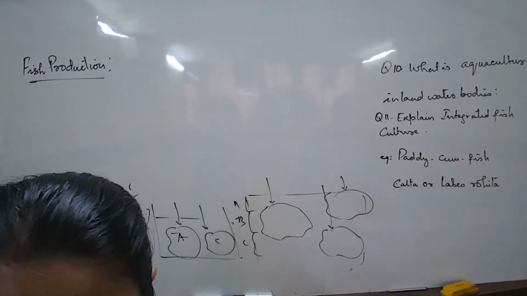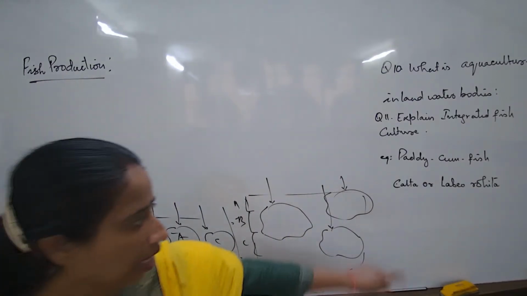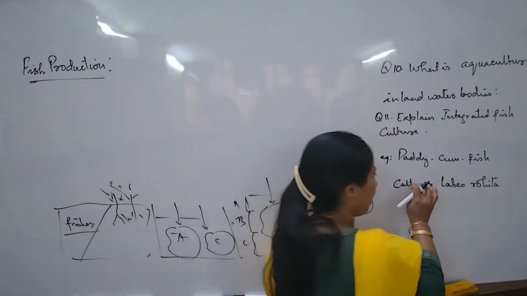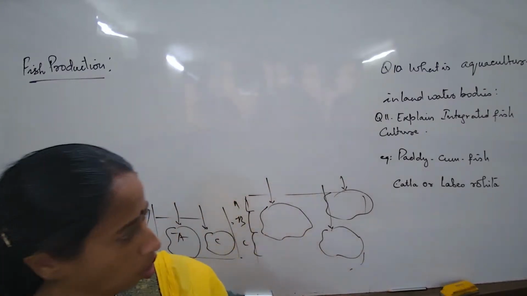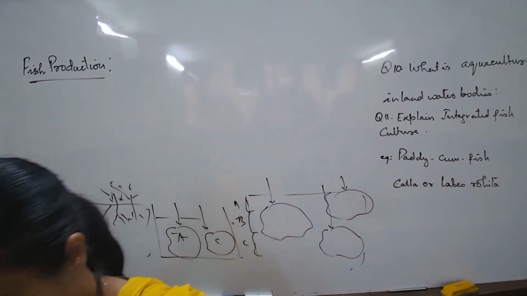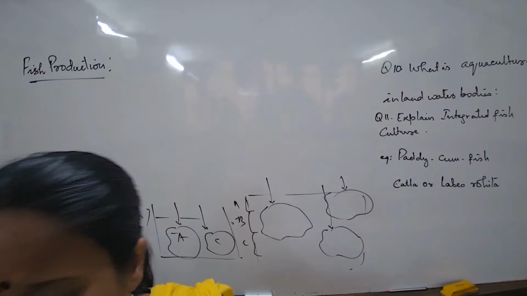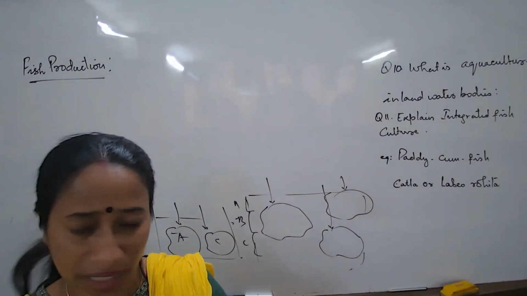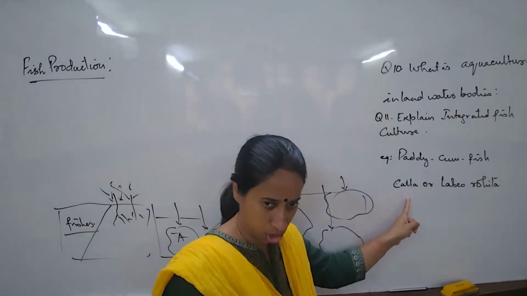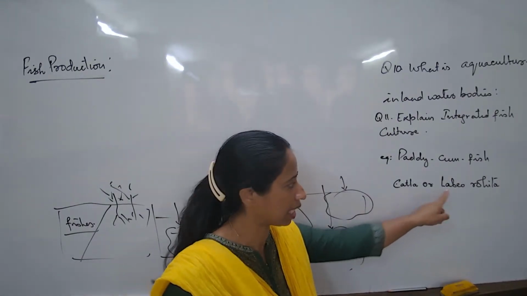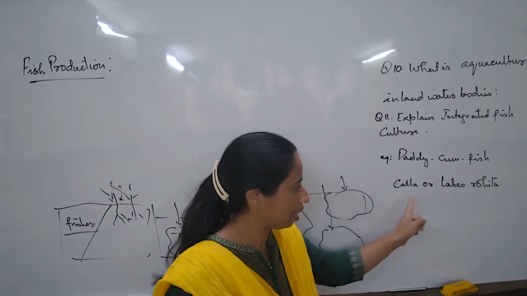Includes fish species like Catla, C-A-T-L-A, Catla or Labiorohita. These are some specific one or two examples I'm giving you. Remember this much. This is a type of fish grown in the pond and the river.